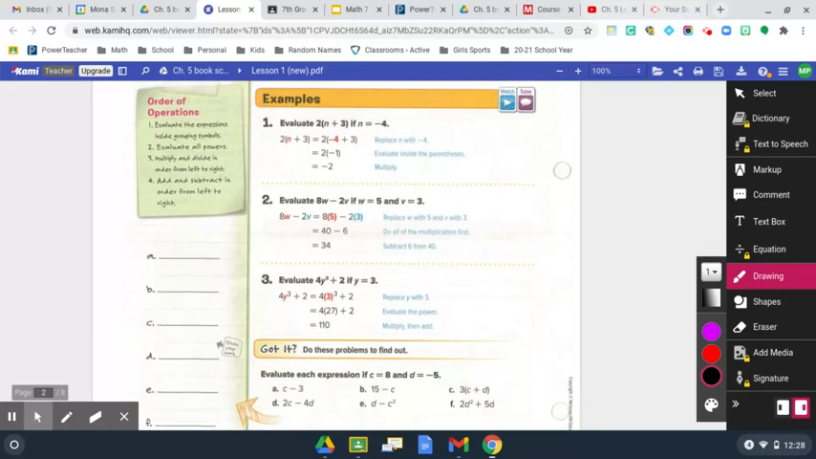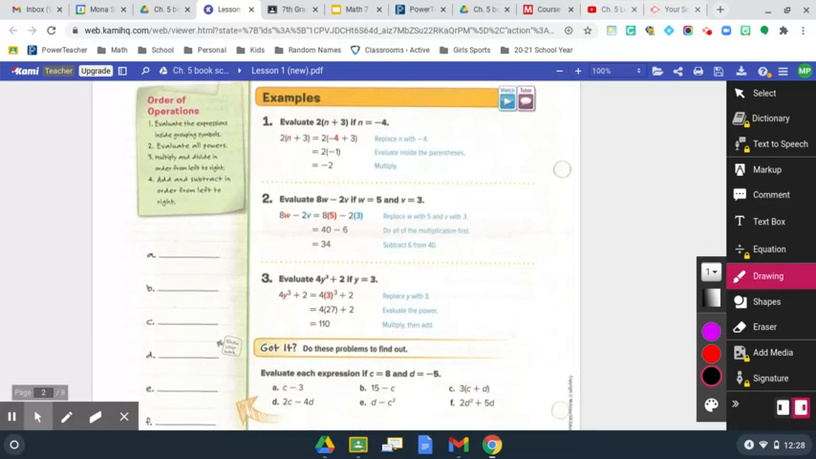Now, the examples that the book shows, 1, 2, and 3 here, I'm not going to go through all of them, but I just want to point out that as we do these, you're going to see an expression like number 1 says evaluate 2 times, in parentheses, n plus 3, if n equals -4. So you're going to be using some substitution to help you evaluate these expressions. And so we're going to do that using order of operations.